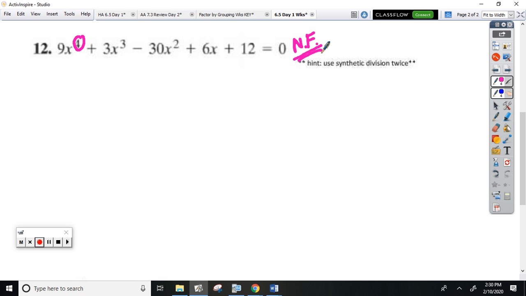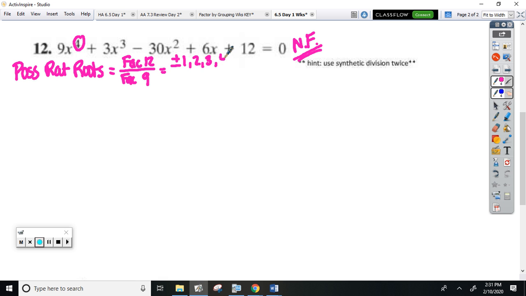So we should start out by listing our possible rational roots, which would be factors of 12 over factors of 9. And actually, we could have taken a GCF out of a 3 first, if anyone noticed that, but since I already wrote this out, I'll just leave it like this. So our factors of 12 would be plus or minus 1, 2, 3, 4, 6, and 12. All get their own plus or minus, as well as factors of 9, 1, 3, and 9.